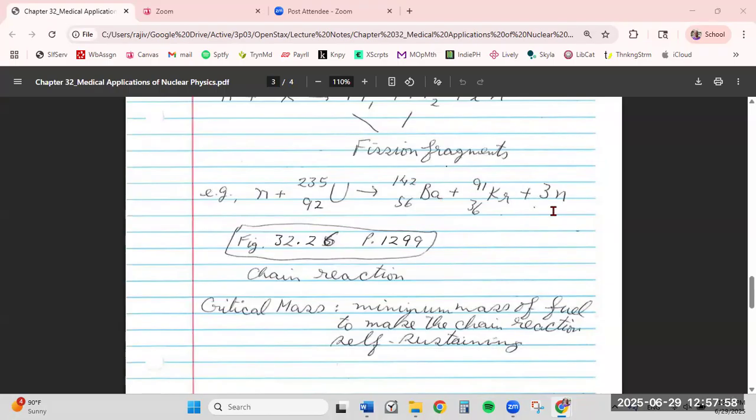And then in a typical nuclear reactor, fission reactor, these 3 neutrons will go on to trigger 3 more of these reactions. These 3 neutrons will combine with 3 more of these uranium-235 nuclei, and then the same process will continue, not just continue, but it'll cascade into more and more neutrons. And that's called a chain reaction.